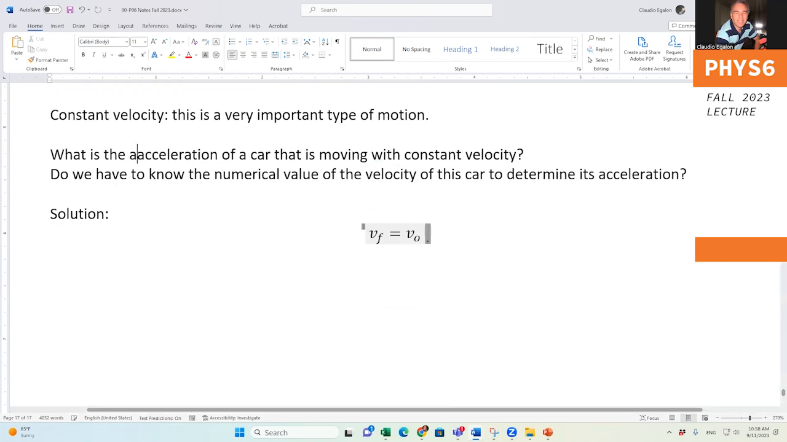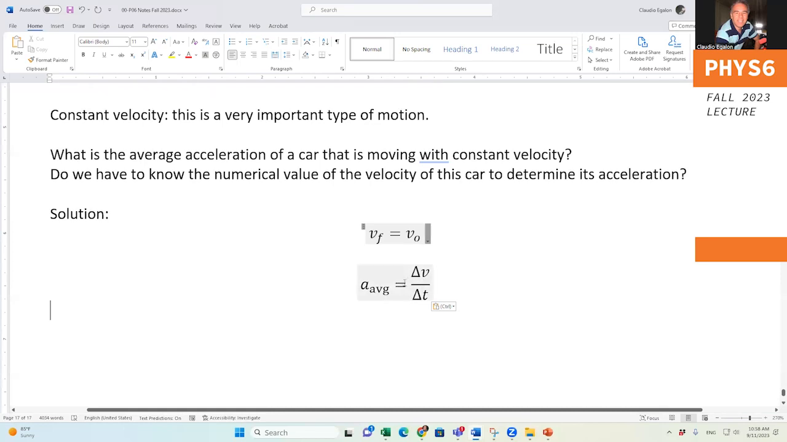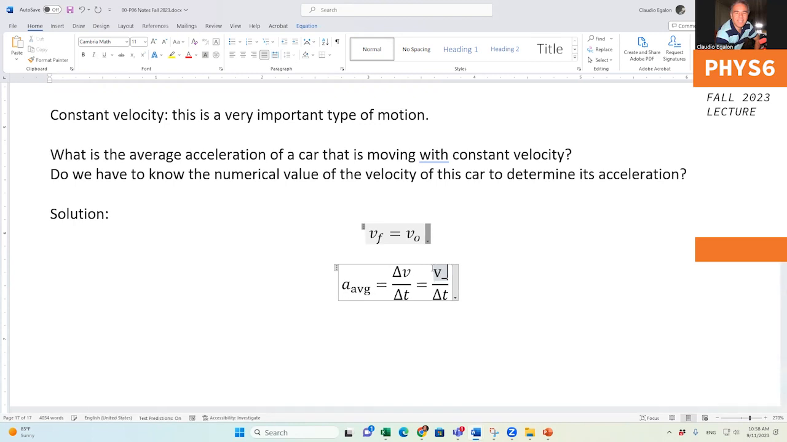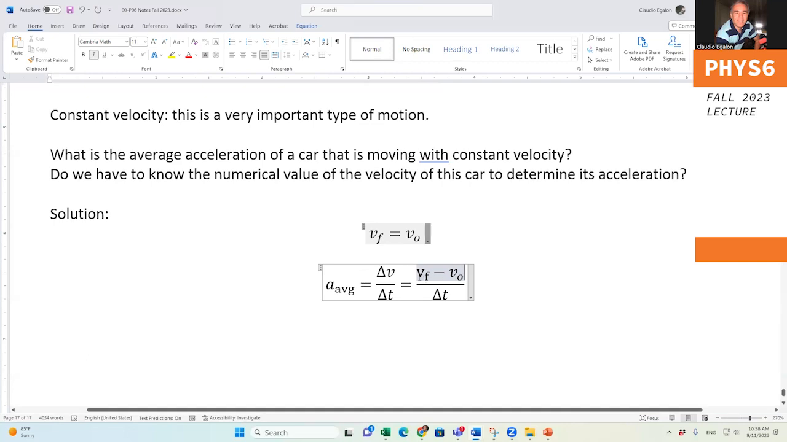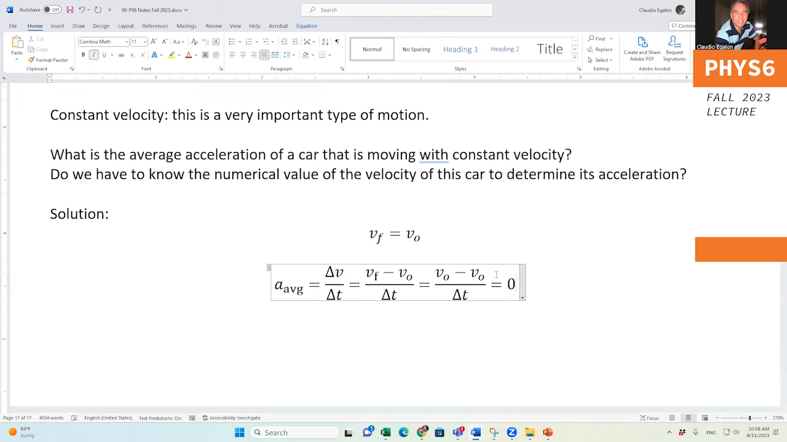What's the average acceleration? Let's put it this way. The average acceleration, which is written as Vf minus V naught over delta t, can be rewritten as what? You just replace Vf with V naught here. Okay? And V naught minus V naught is going to be 0. 0 divided by a non-zero delta t is going to be 0.